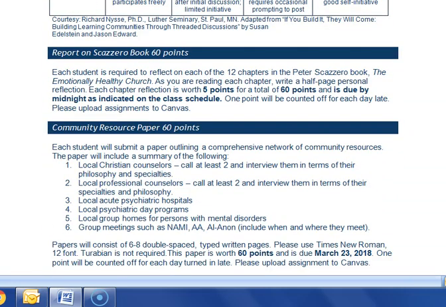Now, there is a book report that you're going to do. I'm really slowing you down in this book report. It's The Emotionally Healthy Church by Peter Scazzero. This particular pastor who wrote the book went through a relationship crisis, and he basically tells his story. And so I want you to reflect on each chapter within that book each week.